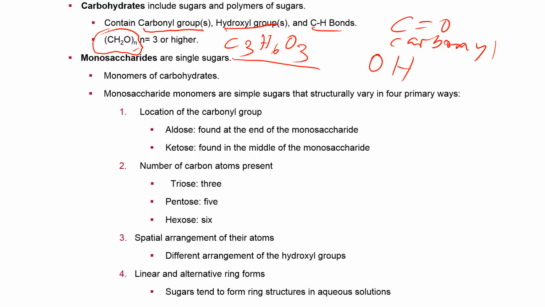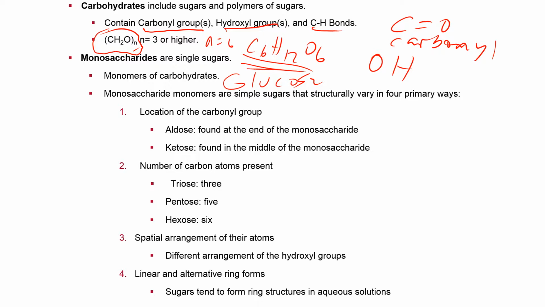Something you're probably more familiar with is where n, instead of equaling 3, equals 6. If n equals 6, you get C6H12O6, and that's our good trusty friend glucose, for example.